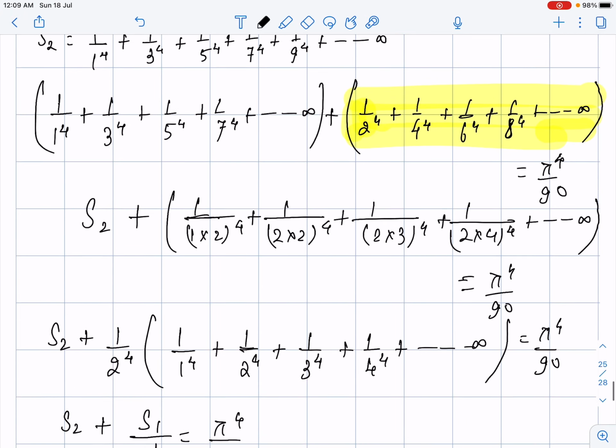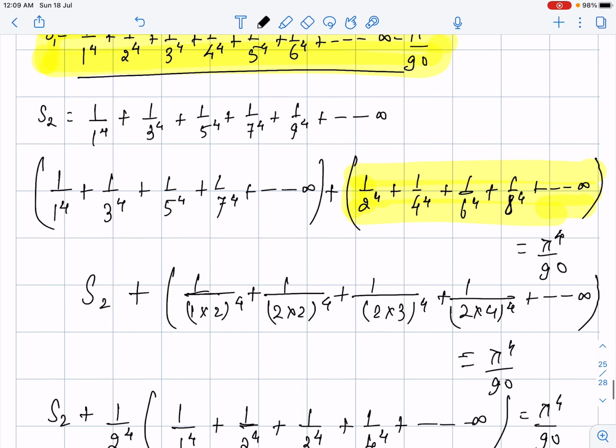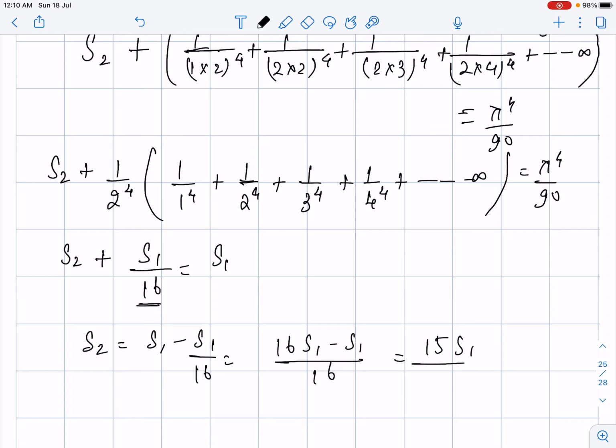And pi power 4 by 90 is what? The value of S1 only. So let's write it as S1 only, because the value of S1 was pi power 4 by 90. And what we got over here? We got S1 upon 16. So S2 will become what? S1 minus S1 upon 16. That is, 16 S1 minus S1 upon 16 will be the value of S2. That is 15 S1 upon 16.